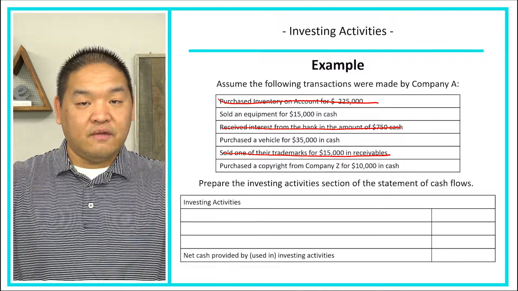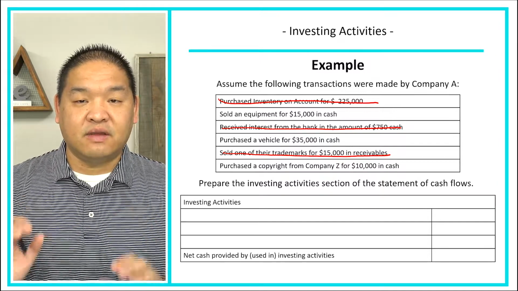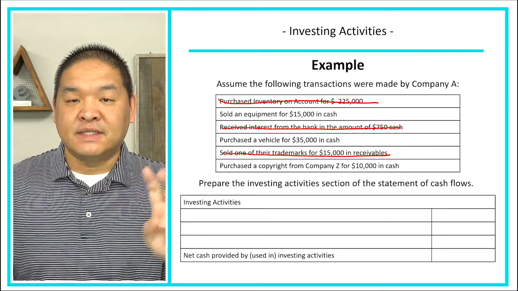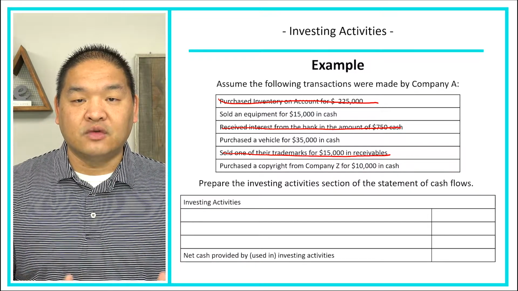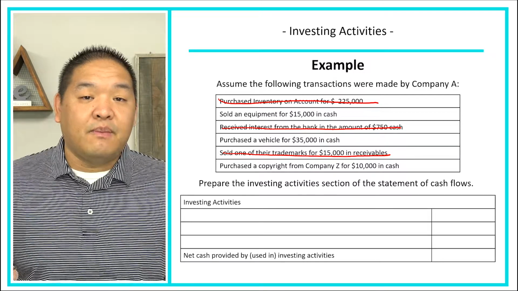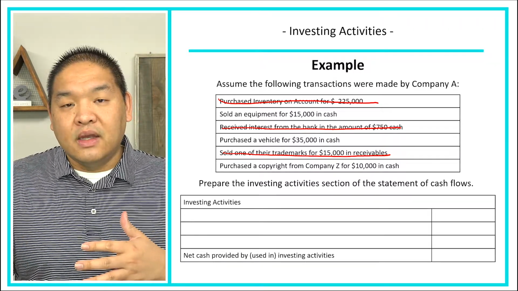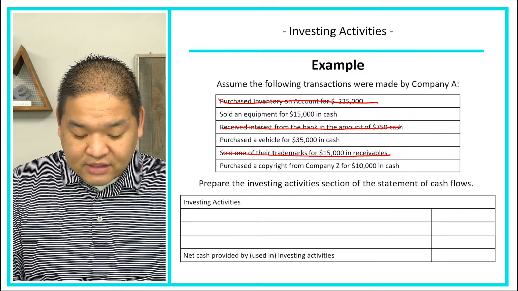So all three of those that are not crossed out are ones that we're going to have to deal with in this investing activities section. Why? Because they involve cash and they involve the investing activities section of the statement of cash flows. So now all we're going to do is put pluses and minuses for those things that we purchased or sold as part of what we did during the year.